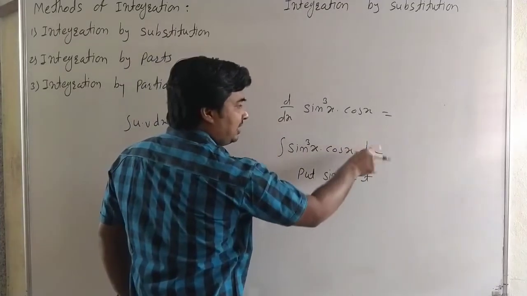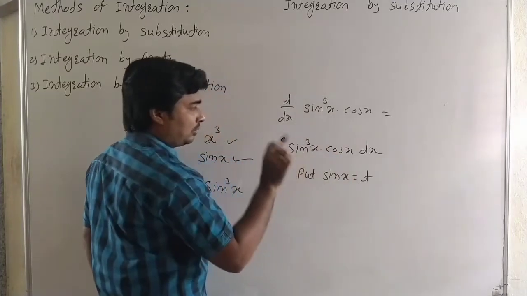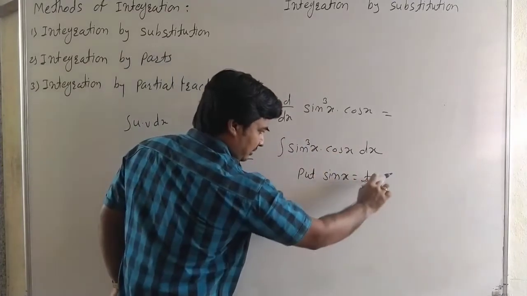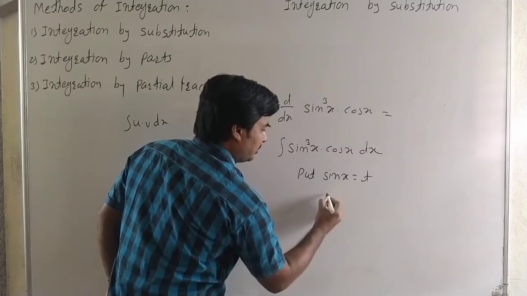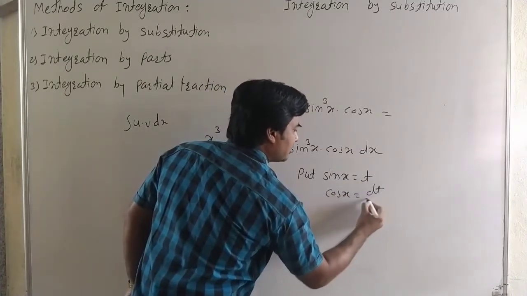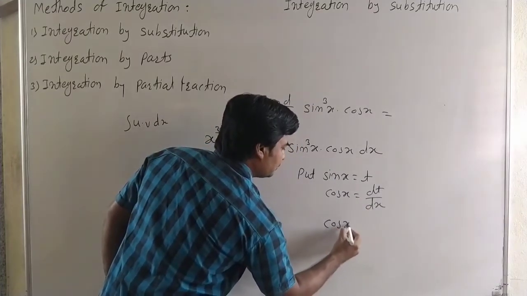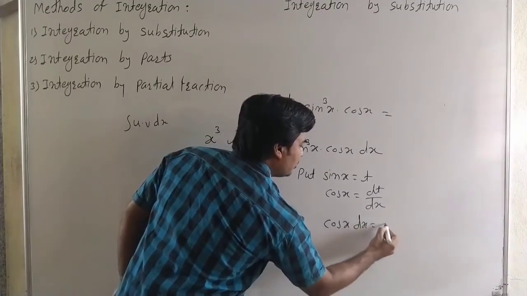Now dx is replaced by dt. Therefore put sin x is equal to t, we substitute the composite function. Then differentiate with respect to x: cos x is equal to dt by dx, and then cos x dx is equal to dt.